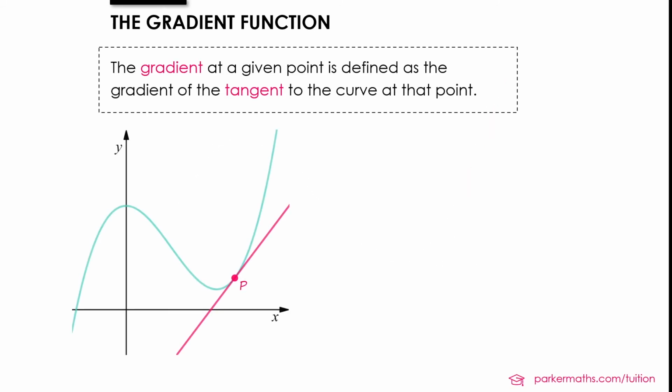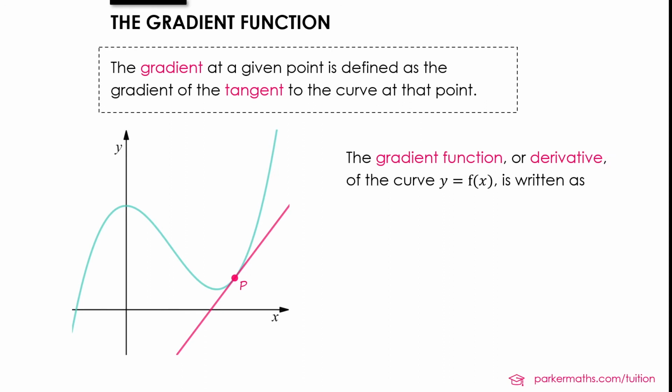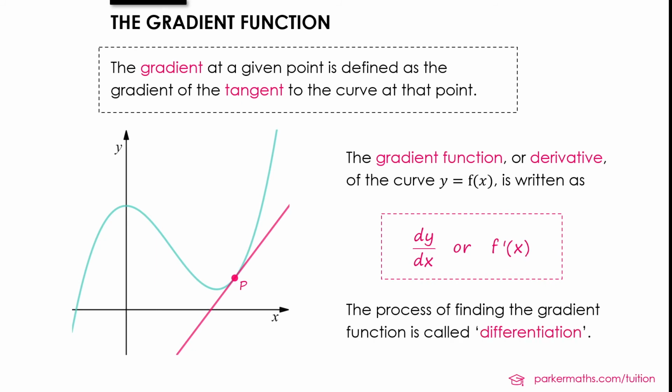Now that we have a definition for the gradient of a curve at a particular point, we can think more generally. We can define the gradient function as a function which represents the gradient at all points on that curve. The gradient function, also known as the derivative of a curve, can be written in a few different ways. The two that we meet on the A-level course are dy/dx and f dash of x, sometimes called f prime x. The focus of this unit will be to learn more about the gradient function and how it is calculated. We call the process of finding the gradient function from the original curve differentiation.